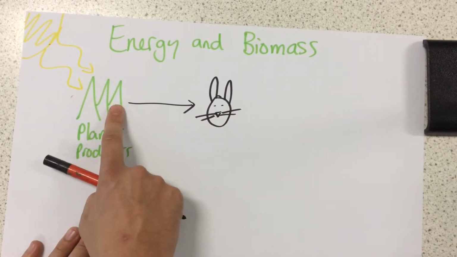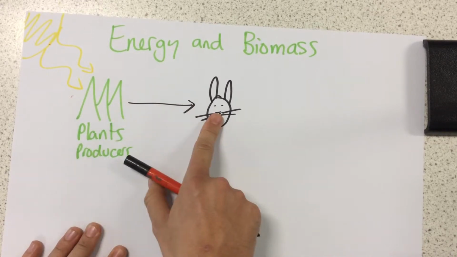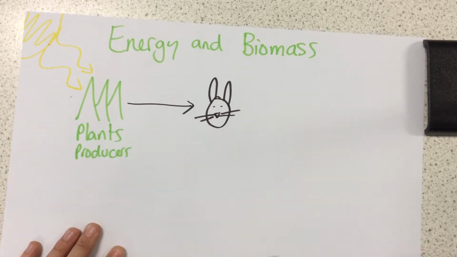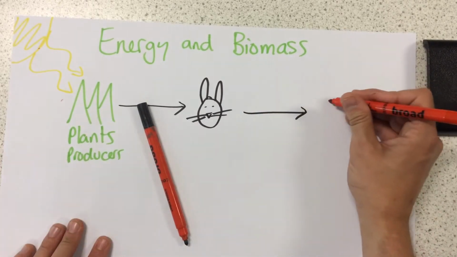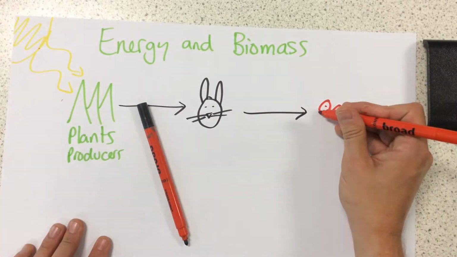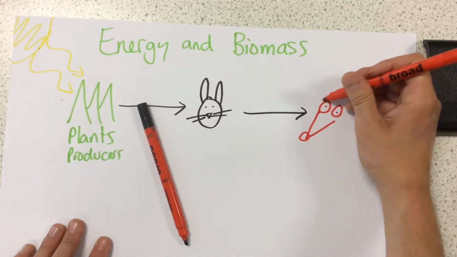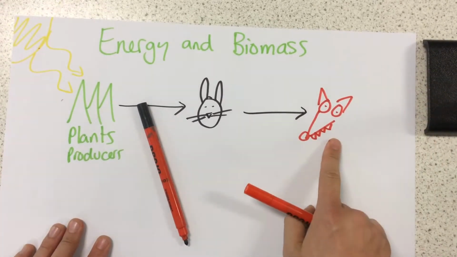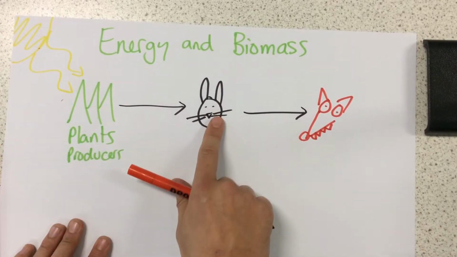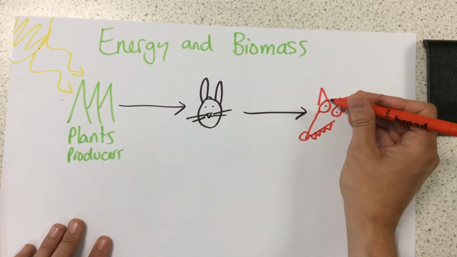Notice how this arrow goes from the plants to the rabbit to show which direction the energy is being transferred in. Let's then say that this rabbit then gets eaten by this fox. Okay? So the energy has now been transferred from the rabbit to the fox.